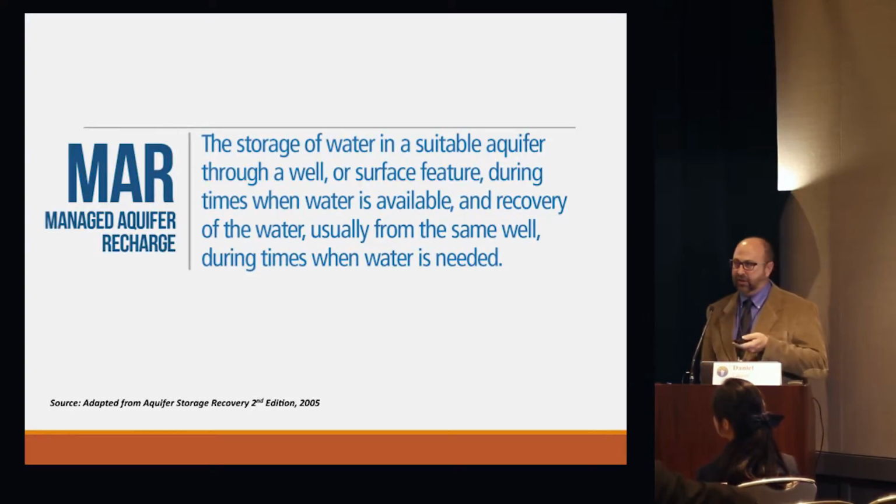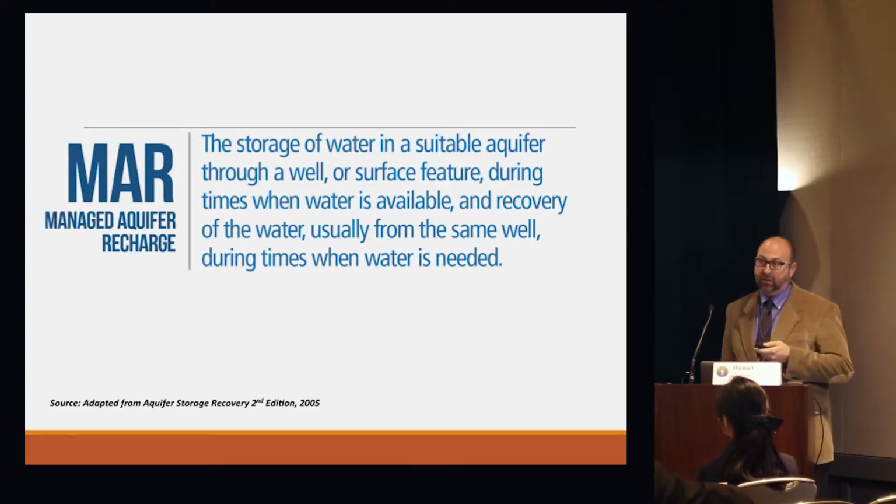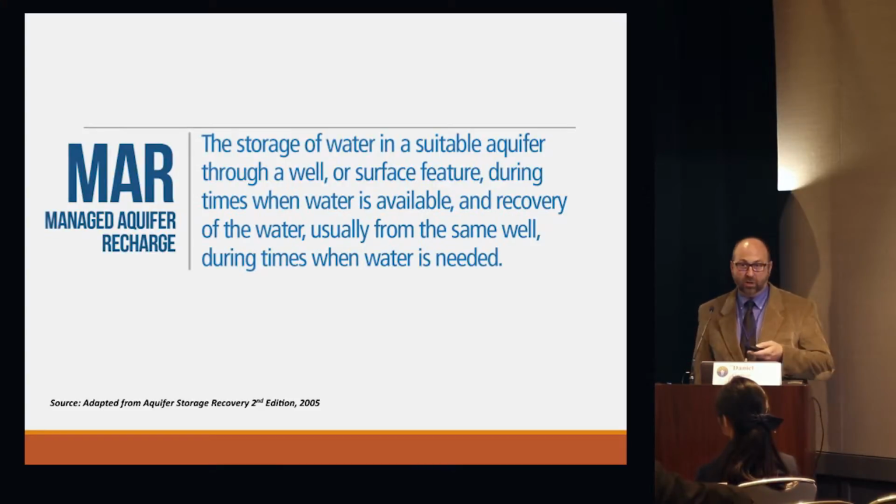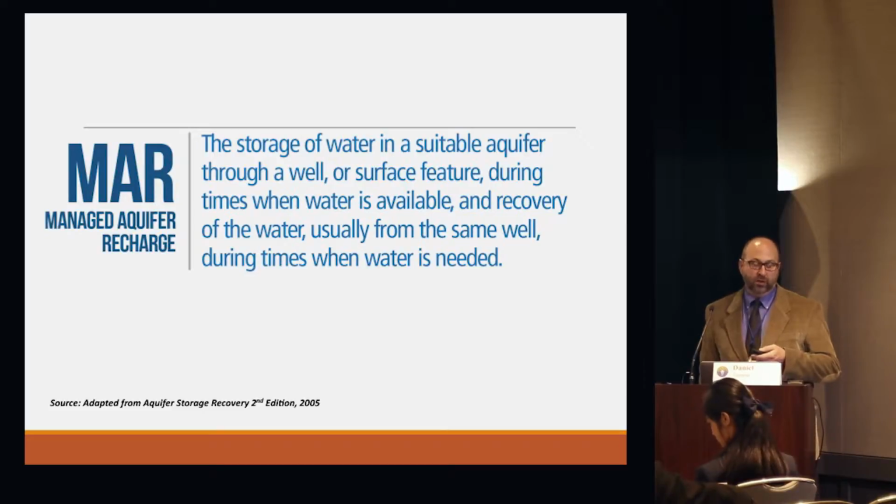So you've seen a couple of definitions already. You look for a suitable aquifer. You try to get water in there via a well or a surface feature, and you try to recover the water when you need it, hopefully in a dry year, and you get the water in during a wet year. That's pretty much it in a nutshell.